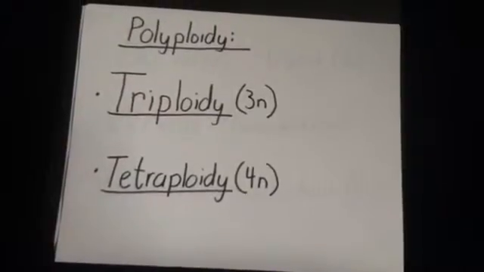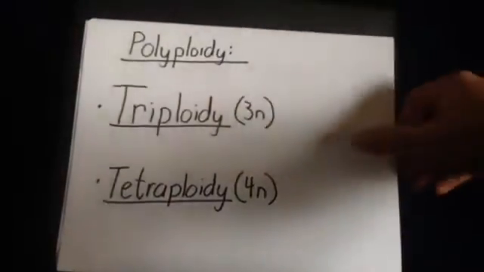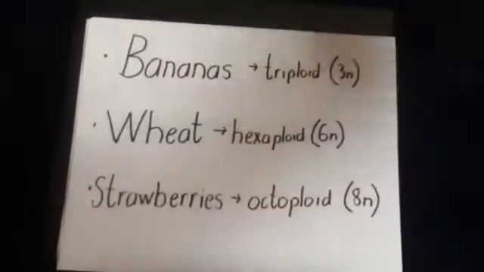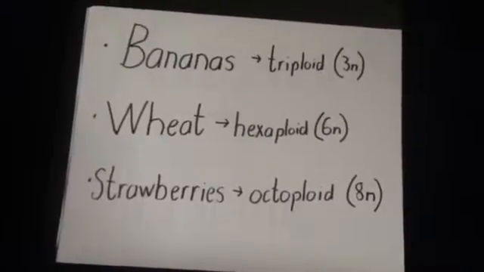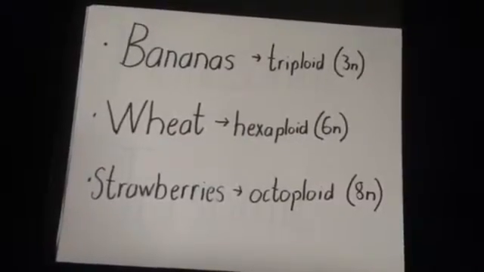Now, where in the world can we see polyploidy? Easy, we see it every day. Bananas, wheat, and strawberries. Bananas are triploid, or 3N. Wheat is hexaploid, or 6N. And strawberries are octoploid, or 8N.